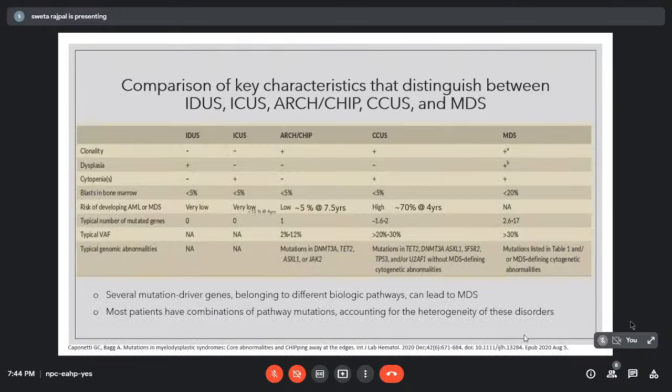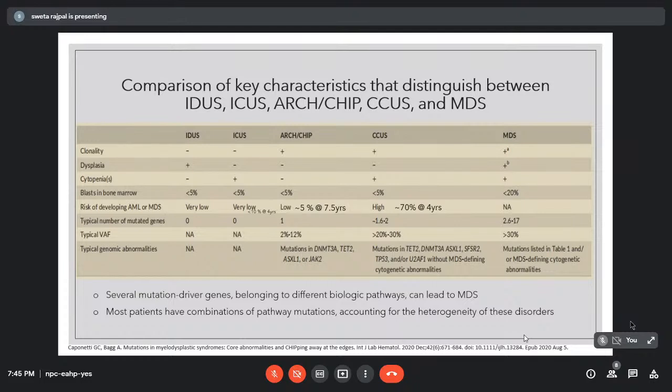So this is the table showing the different precursor lesions of MDS and their association, and we will talk about them in detail. The first one is called idiopathic dysplasia of undetermined significance. Here we don't know why the dysplasia is happening. There will be some amount of dysplasia, but no clonality and no cytopenia. The bone marrow will have a blast percentage less than 5%, they have a very low risk of developing into AML or MDS, and there will be no genetic abnormalities.